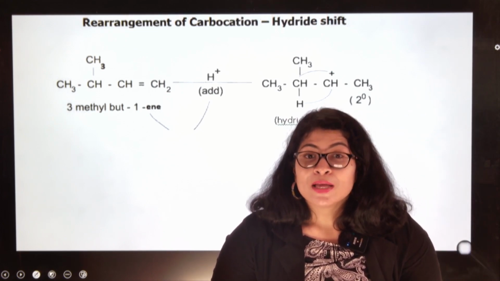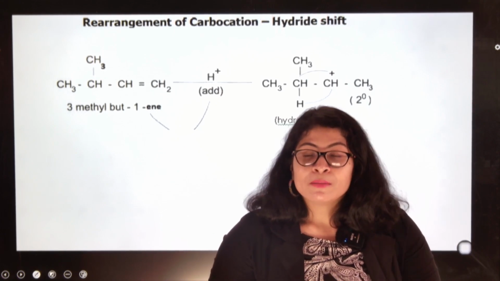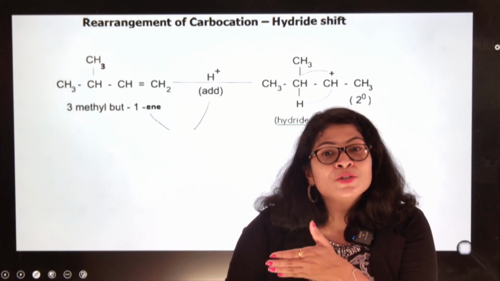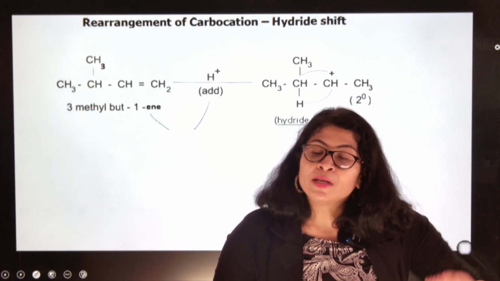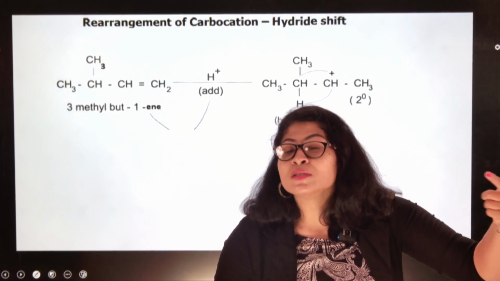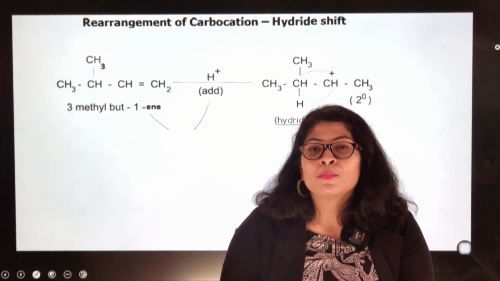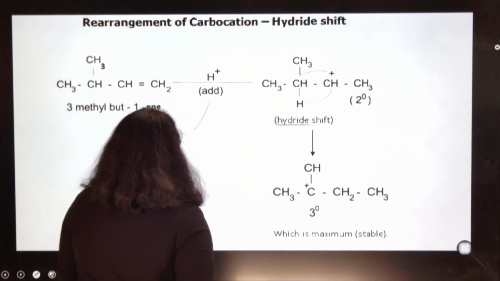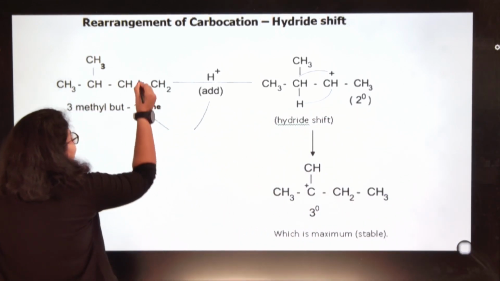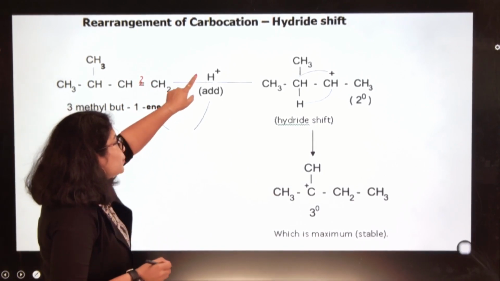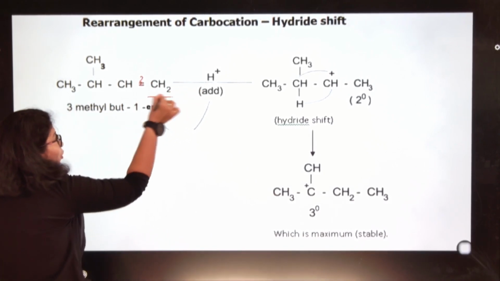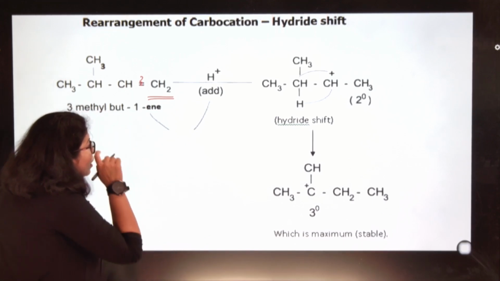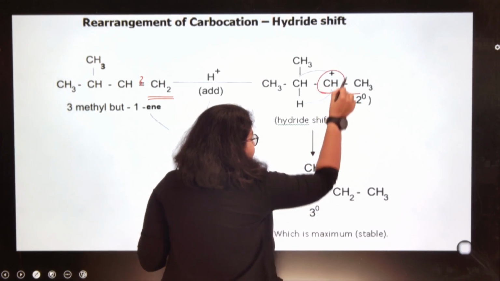Now if there is any scope that by transfer of a CH3 group or a hydrogen, basically a methyl shift or a hydride shift, that particular compound can lead to a more stable carbocation, then that compound will without any hesitation go for that path. For example, if I see here, this double bond was breaking down, and this H plus was getting attached to the carbon with more hydrogen atoms, following Markovnikov's rule. So it was becoming CH3 and CH plus.